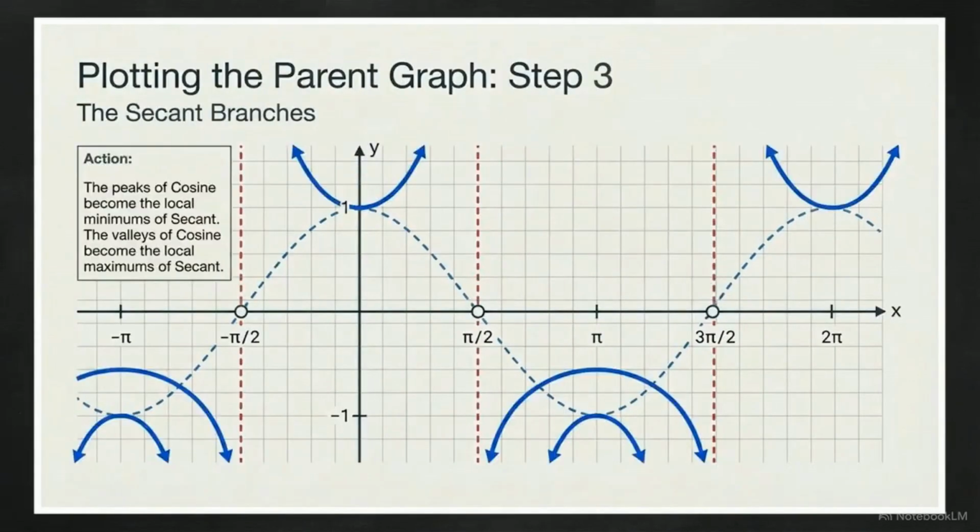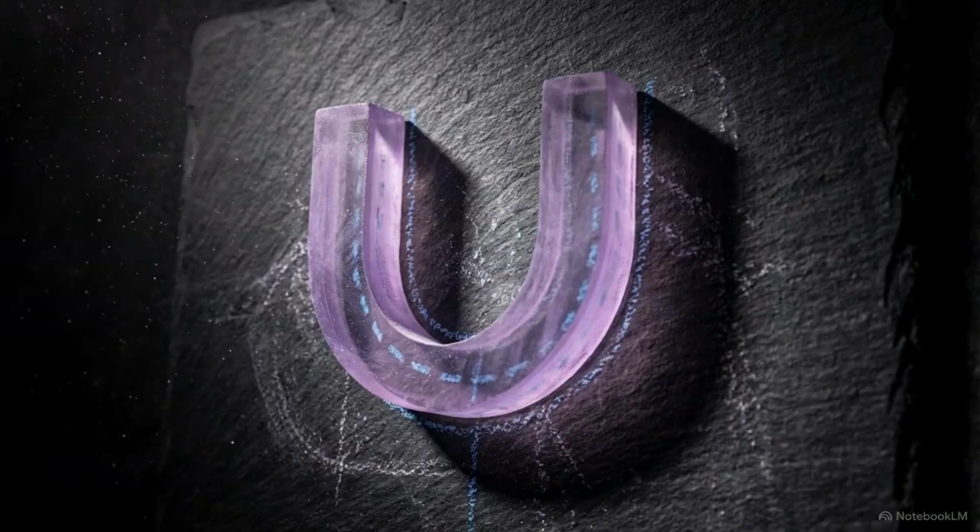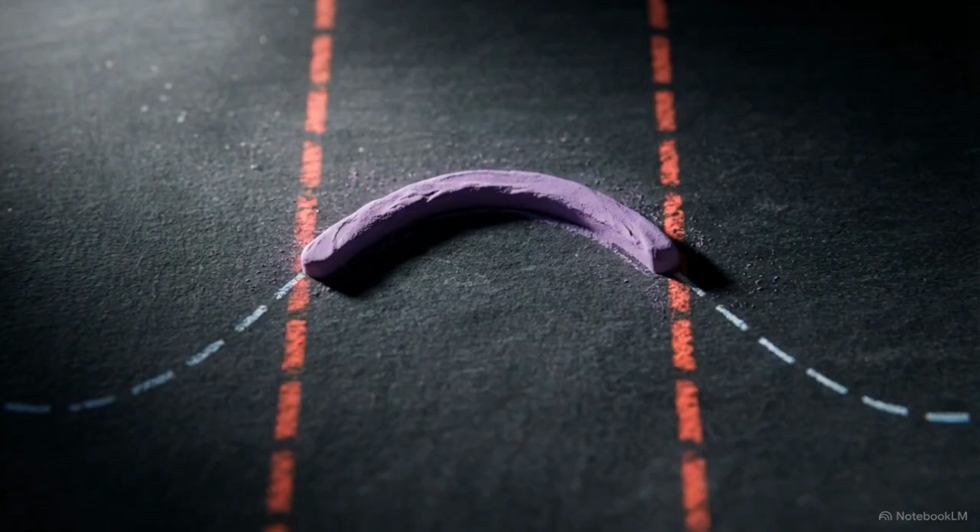Finally, step 3 displays the secant branches. These solid blue curves bloom directly outward from the local peaks and valleys of the cosine wave, turning away from the center and locking themselves forever between the asymptote boundaries. The secant graph cannot exist on its own. It relies entirely on the hidden, internal skeleton of the cosine wave to tell it exactly where to start and where it is forbidden to cross.